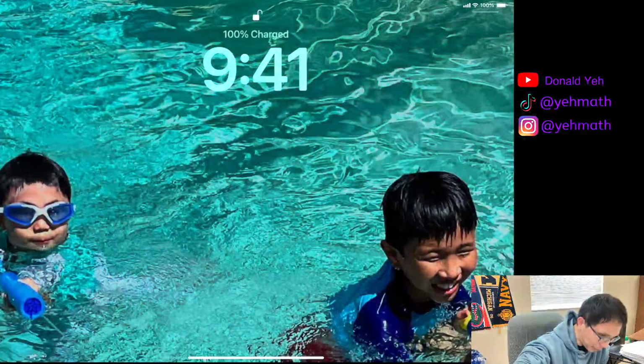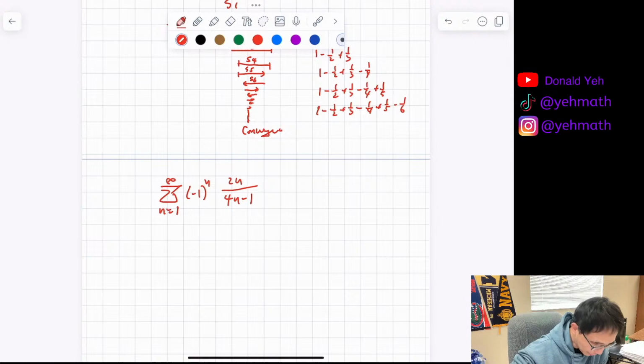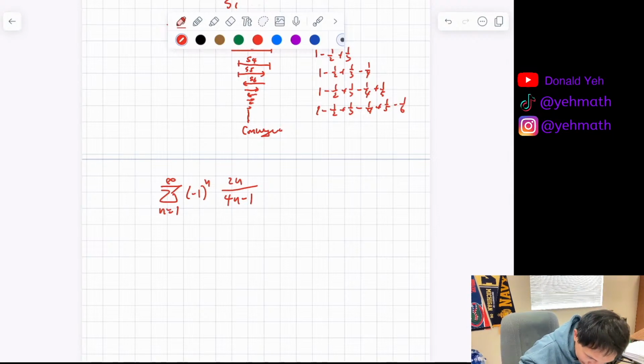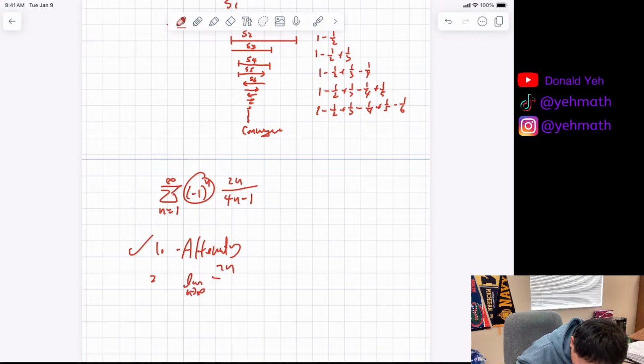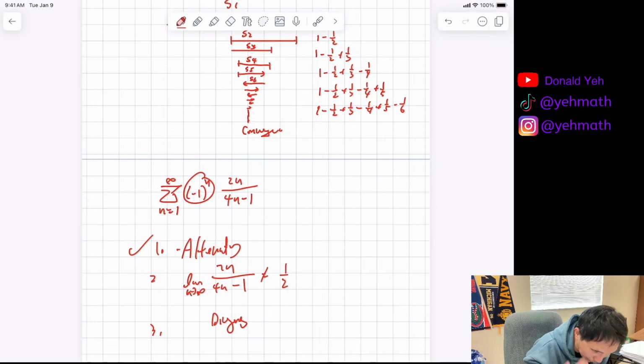Okay, so if you do it correctly, is this alternating? Yes. So the first condition checks, alternating, even though this is -1. Second, is the limit as n approaches infinity of 2n over 4n minus 1. Well, that's equal to 1/2. Since it's not equal to 0, this is going to diverge. Now, the third condition doesn't matter, but learn how to prove the third condition.